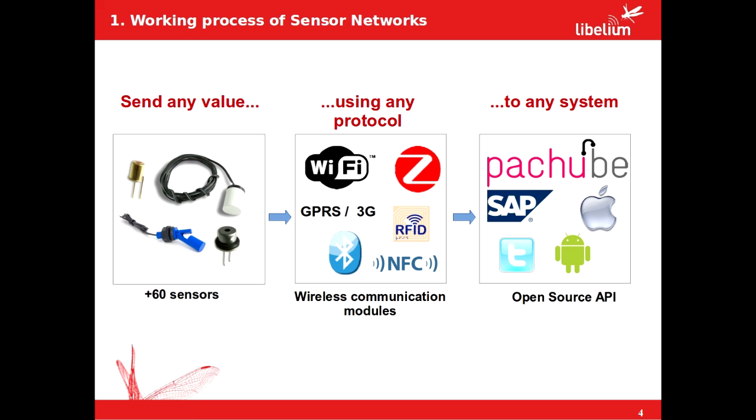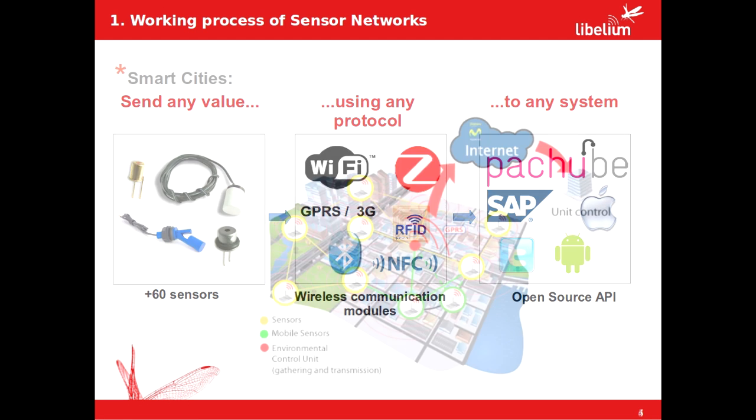Here you have the working process of a sensor network. We have three parts. In first place, we can send any kind of value measured from a sensor. In second place, we can use any kind of protocol to communicate this information. And finally, we have the external system in order to show this data.